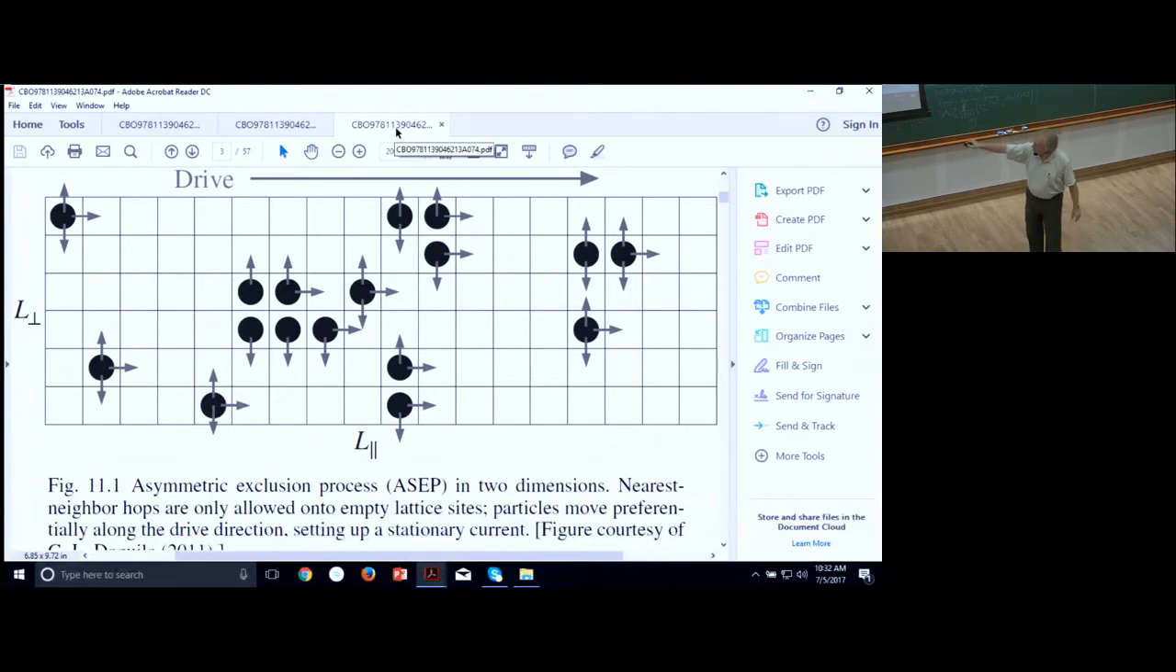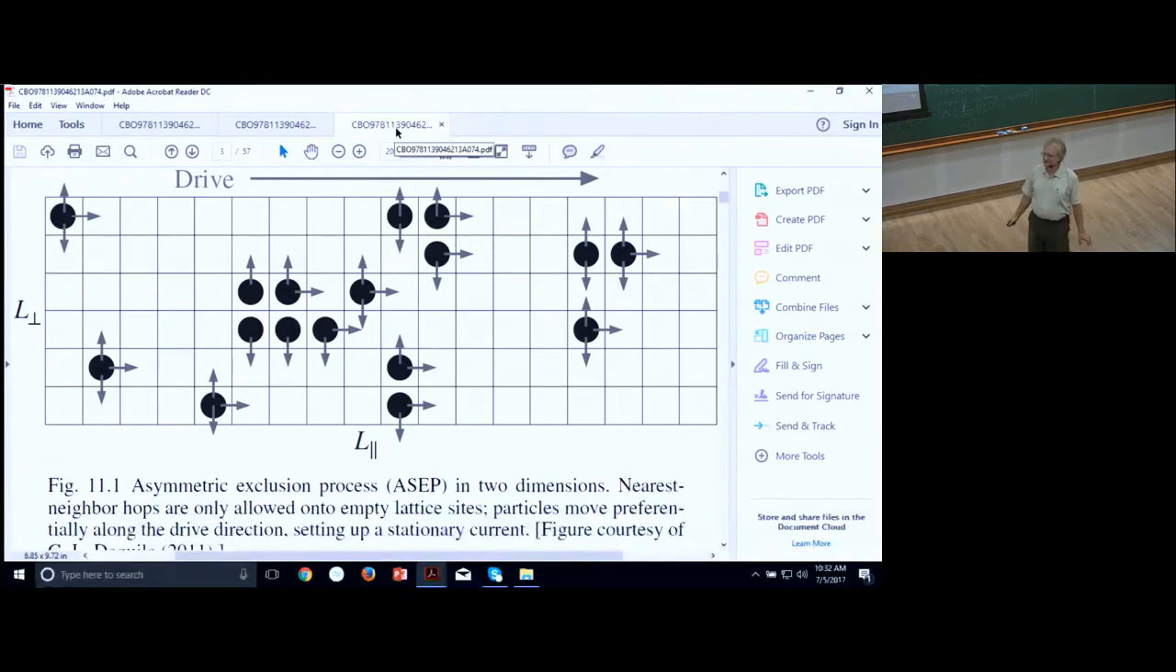But once I connect these things into a ring, I'm setting up a non-zero particle current. That makes the system a non-equilibrium stationary state at long times, and that makes it interesting. It turns out the static properties of at least the one-dimensional asymmetric exclusion process are not that interesting.